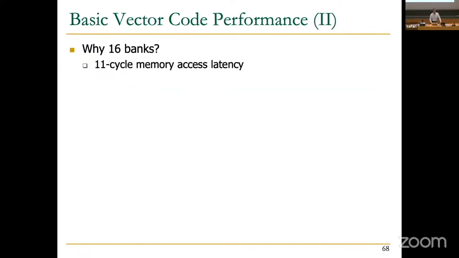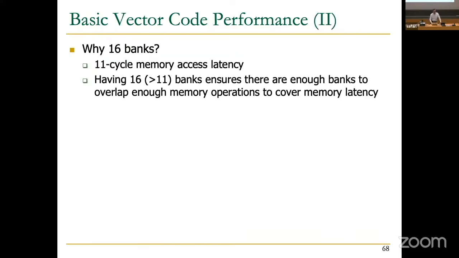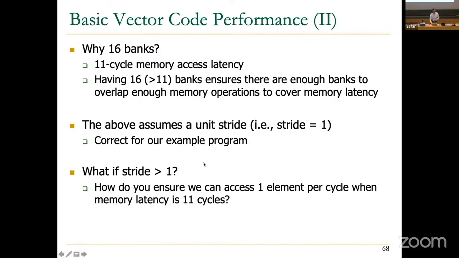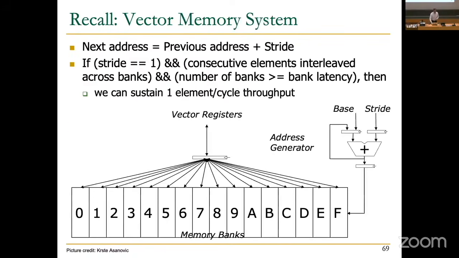So why 16 banks? Hopefully this is clear right now. We have an 11 cycle memory access latency. Having 16 banks ensures that there are enough banks to overlap enough memory operations to cover the memory latency. And the above assumes unit stride. Basically, that's what we're assuming. And this is correct for our example program. If stride is greater than 1, then how do you ensure you can access 1 element per cycle when memory latency is 11 cycles? Well, then you need to be more careful. We're going to get back to that.